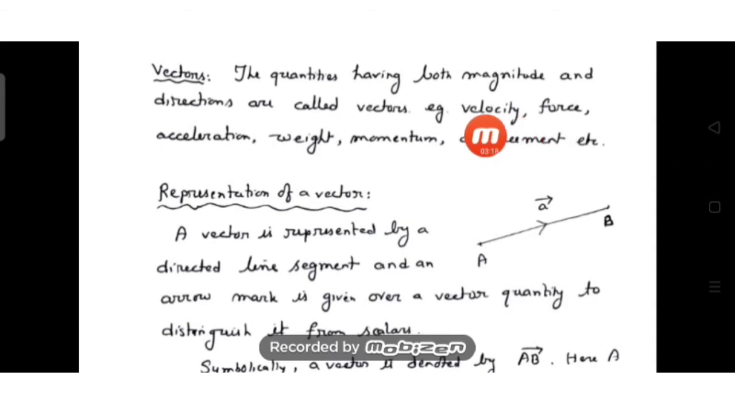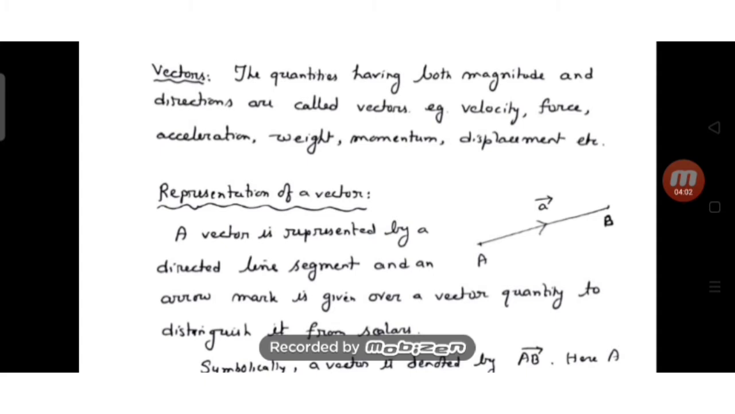For example, velocity. Velocity is a vector quantity because it has magnitude and also direction. Similarly, force, acceleration, weight. The formula of weight is W equals mg, where g is the acceleration due to gravity. If the thing is attracted towards gravity, it is positive, and opposite to gravity, it is negative. So weight is also a vector quantity. Similarly, momentum, displacement, etc. You get all these in detail in physics. We have just set examples here.